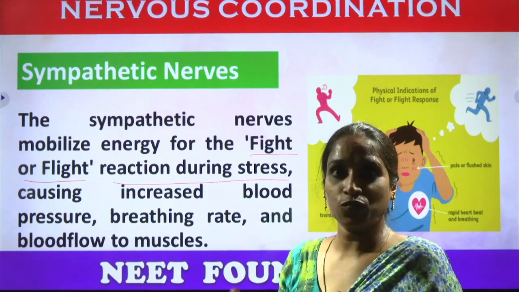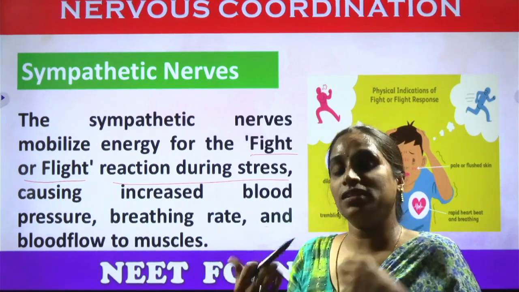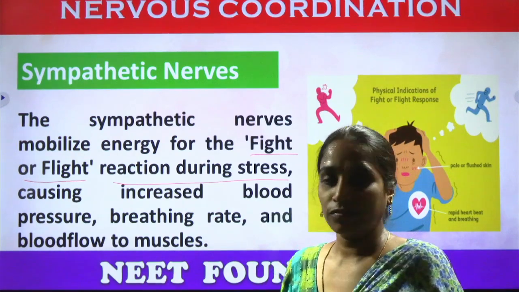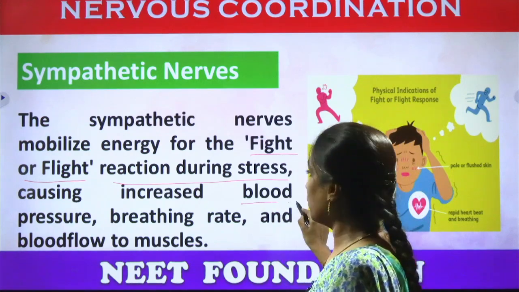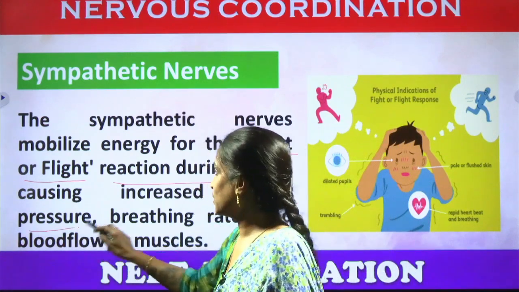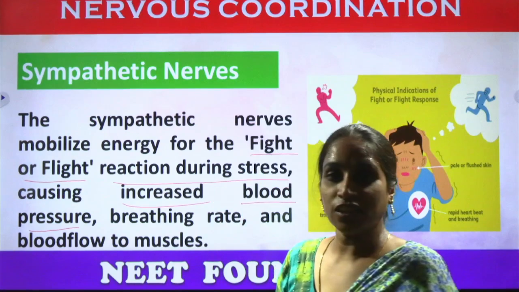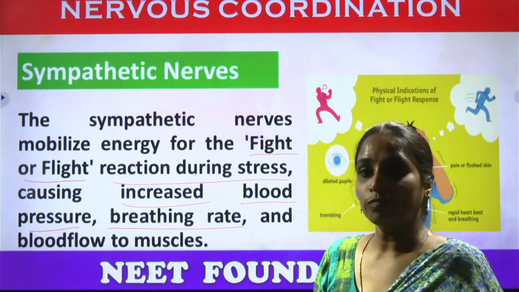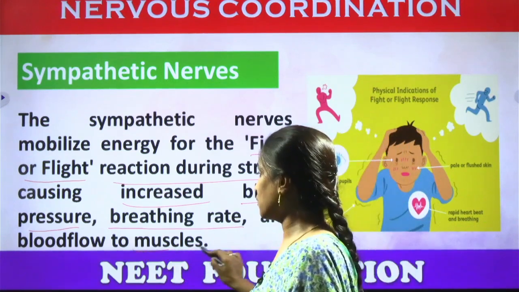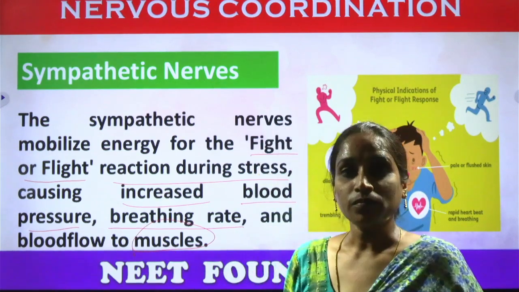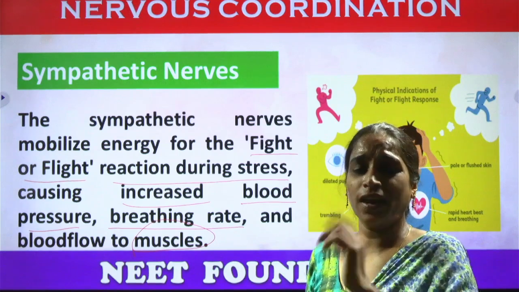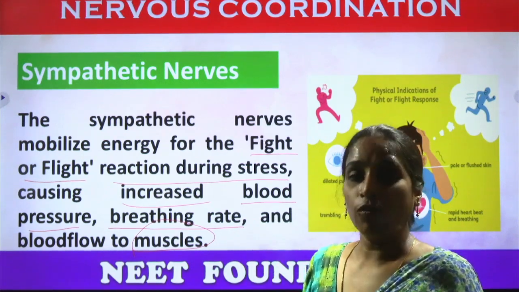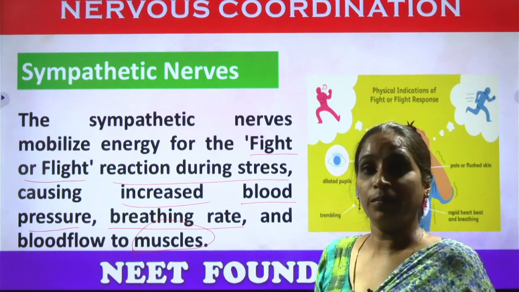Okay, so during stress, what happens? What mechanisms and metabolic activities occur in our body? The blood pressure increases, the rate of breathing also increases, and the flow of blood within the muscles will also be very high. So what happens? The disruption of normal body functions may become greater.